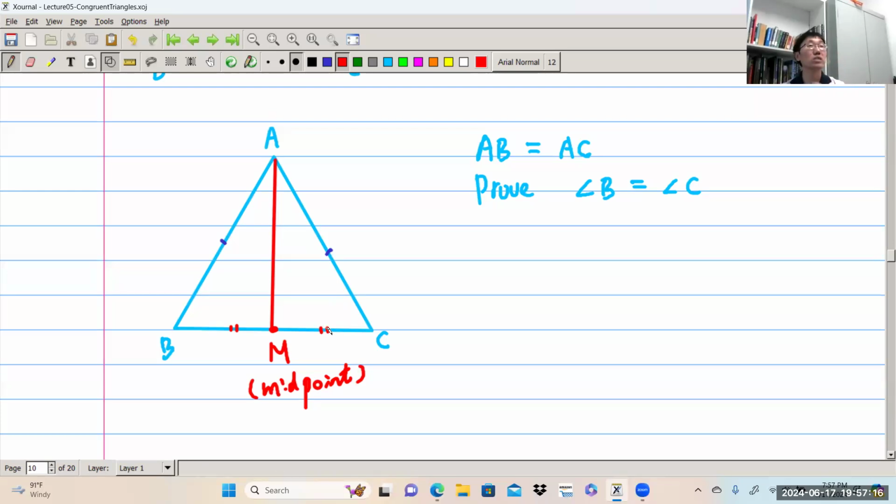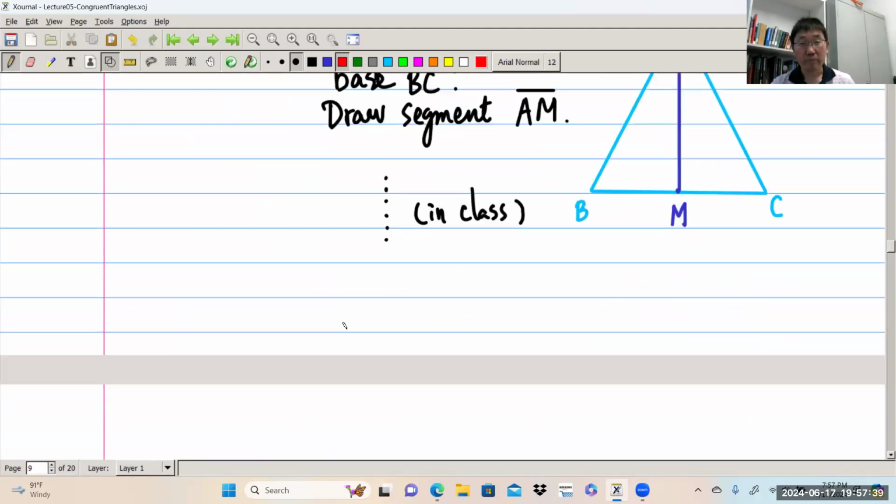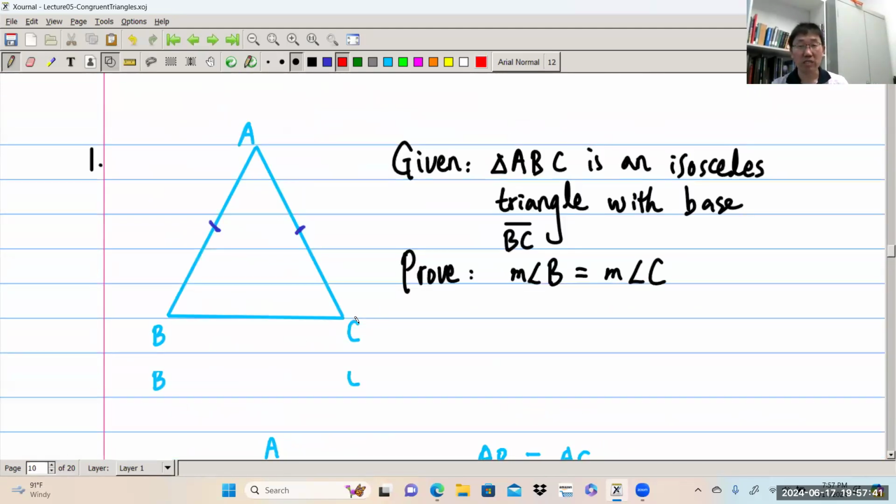So the key to this proof here is what? Is to draw that auxiliary segment. Right? Otherwise, you don't know how to do it. You have one triangle there. How can you see angle B and angle C are congruent with those two sides? You cannot do that. You somehow have to make two triangles to prove this. Okay, so let me write down the full proof for this problem here.